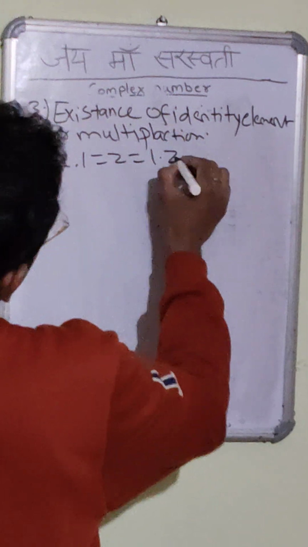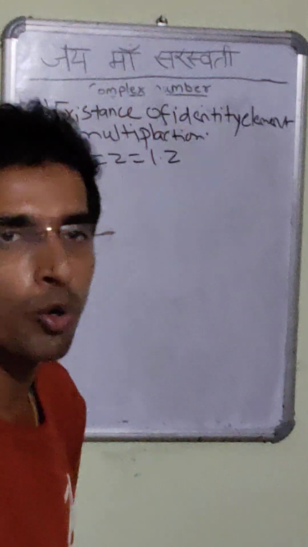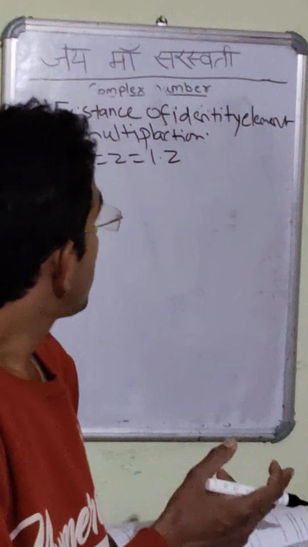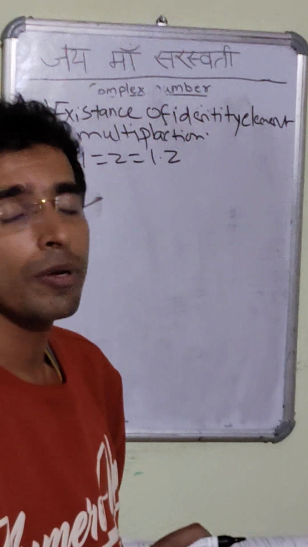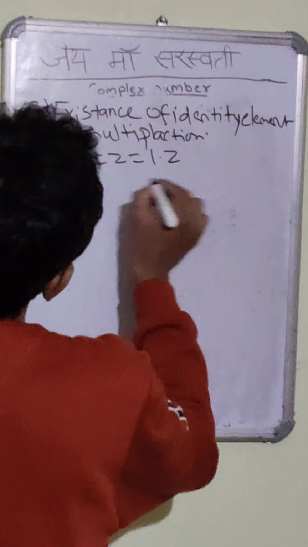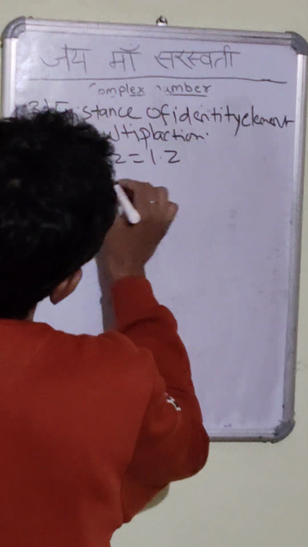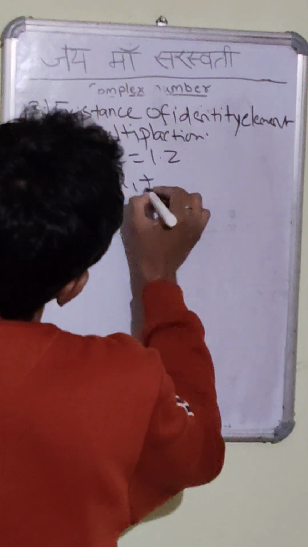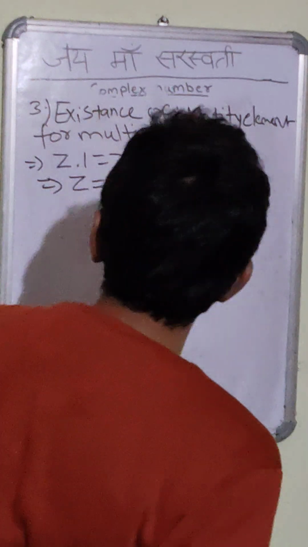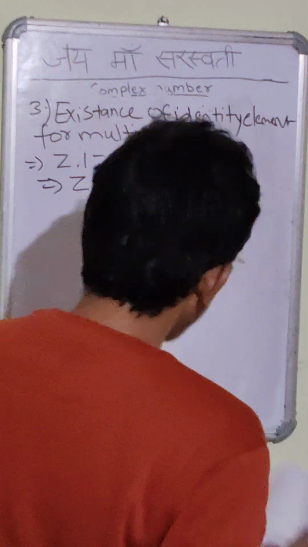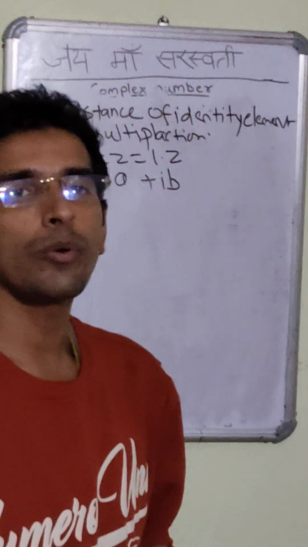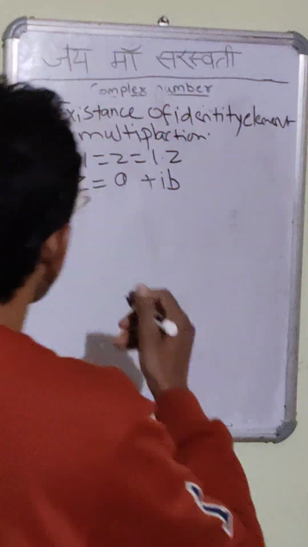And it will be equal to 1 into Z. We have to prove that Z into 1 is equal to Z, and on the right hand side it will be equal to 1 into Z. Suppose we take any complex number in the form of A plus IB, where A denotes the real part of the complex number and IB denotes the imaginary part.